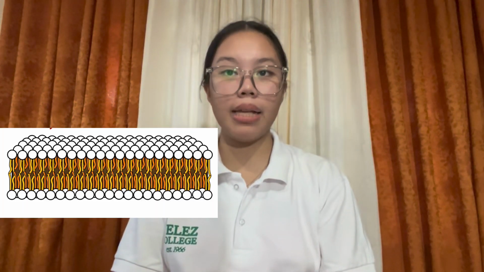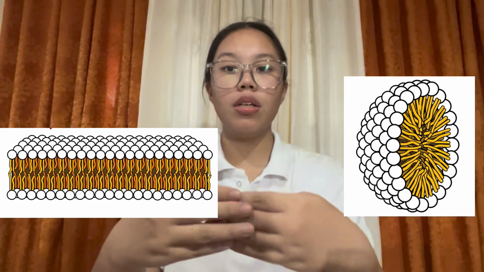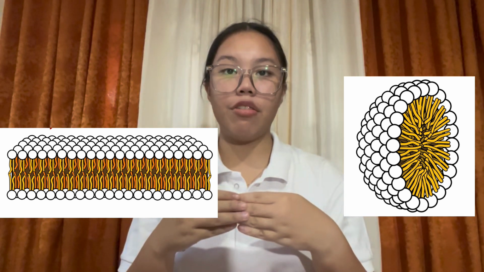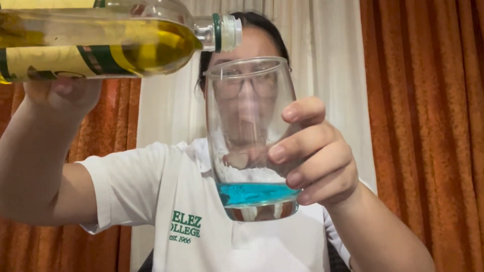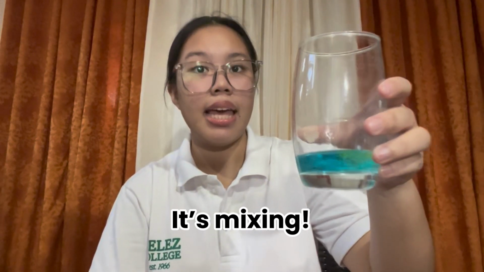So, how do amphipathic molecules like phospholipids react? In water, they form bilayers or micelles. Their hydrophilic heads are out, tails in. In oil, the behavior flips. Tails may spread out, and the heads cluster to avoid the oil. Let's test this with soap, which is also amphipathic. What did you notice when I put in the oil? Yes, it's mixing. Exactly. Soap arranges itself at the oil-water junction, just like phospholipids do in cells.